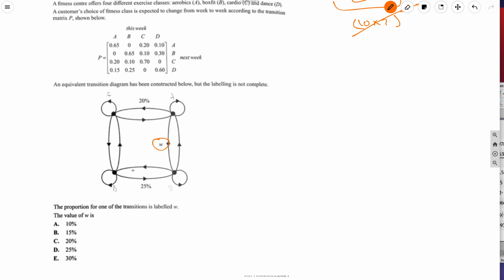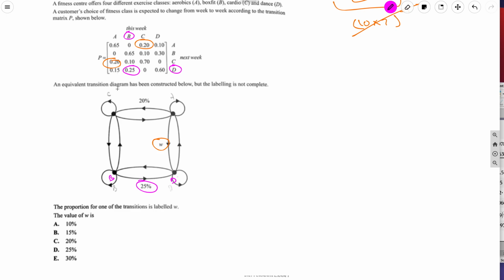So we have to match. We've only got a couple of proportions here. So we've got 20%, but I can see that's in 2 spots here. And then I might switch colors. We've got 25%. 25% is here. So that one's more restrictive. So I know now from B to D. So therefore this is B and this is D.